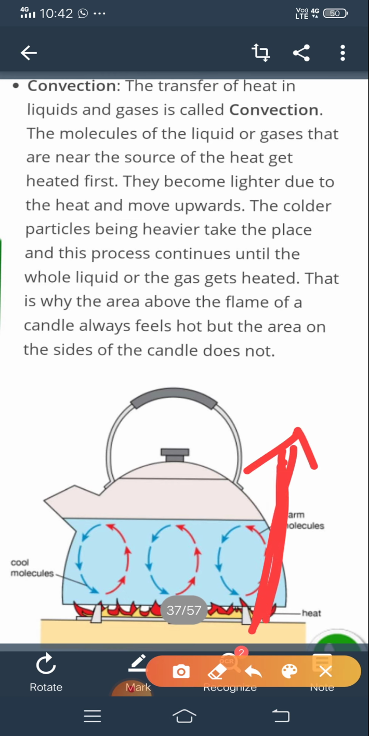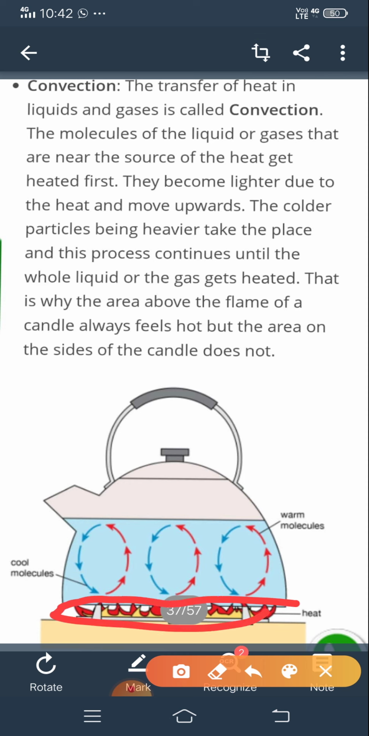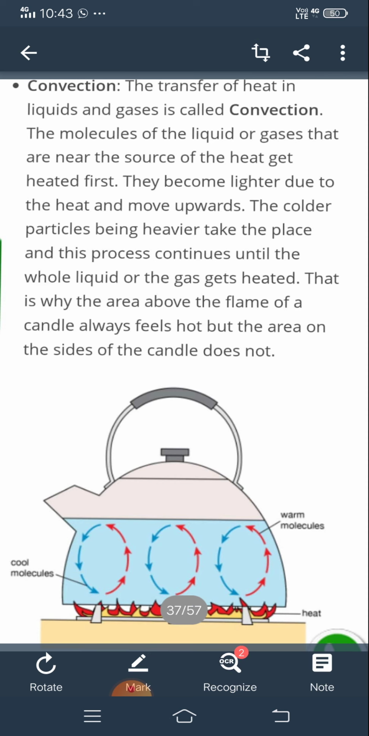The colder particles, that is the heavier particles, move down and take the place, and the lighter ones move up due to the heat. It means the molecules of a liquid or gas near the source of the heat get heated first. They become lighter due to the heat and move upwards, and the colder particles move downwards.